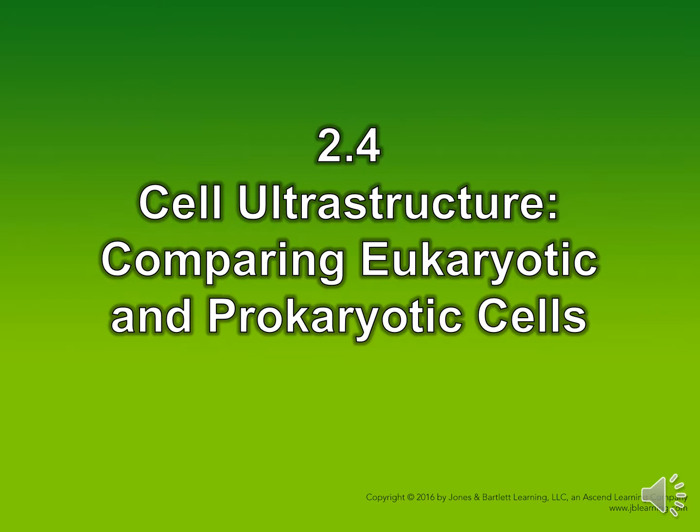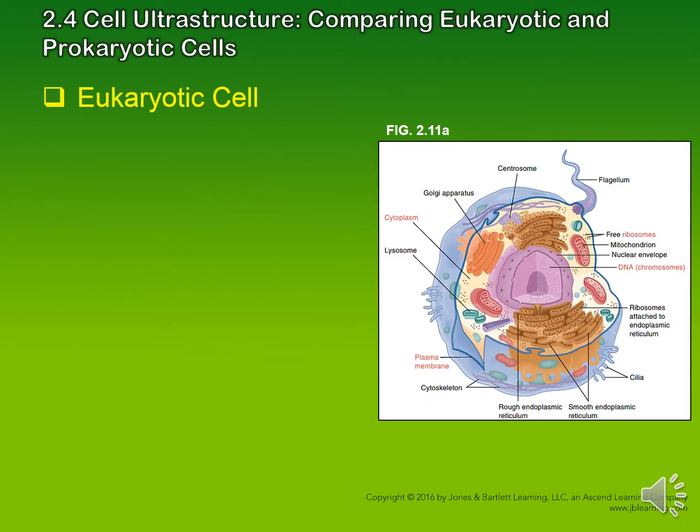Okay, so now we're going to compare some of the internal structures of eukaryotes and prokaryotes. So here's a typical eukaryotic cell, and again, the big thing that makes this a eukaryote is that it has a nucleus, and your DNA is contained within the nucleus. Now, you have a number of different membranes. So, for example, the nuclear membrane around the nucleus. You can have endoplasmic reticulum, Golgi apparatus.